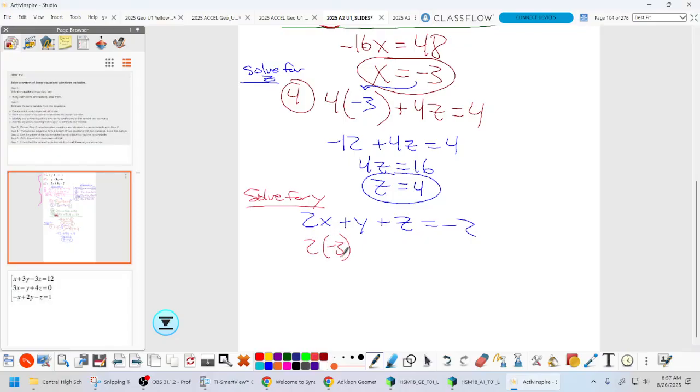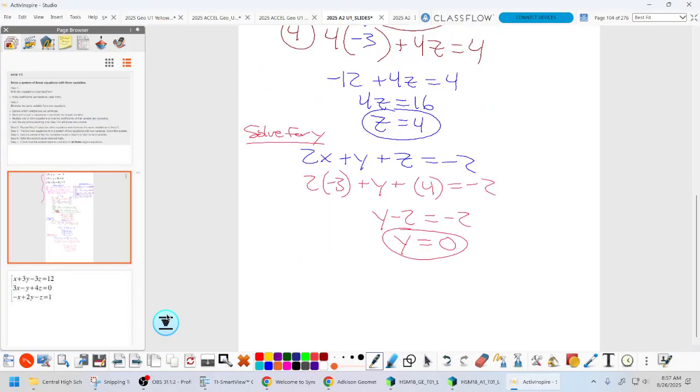2 times negative 3 plus y plus 4. I don't really need those parentheses, but just so we know, I'm plugging that in. So this is negative 6 plus 4, which is negative 2. Add your 2, and then we get y equals 0. So we've circled each of the ones that we got, each answer, but what do we do with them to make our final? Yeah. So negative 3, 0, and 4.